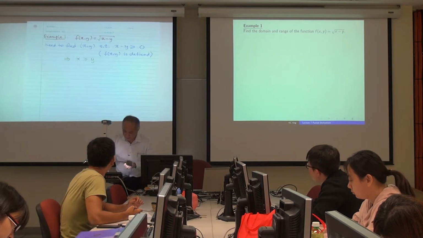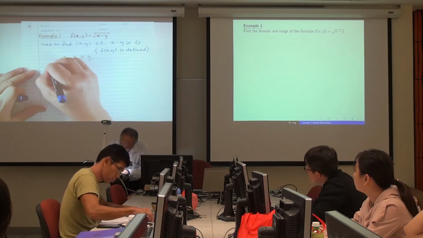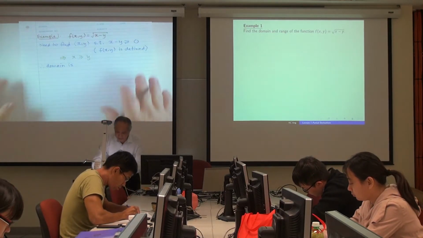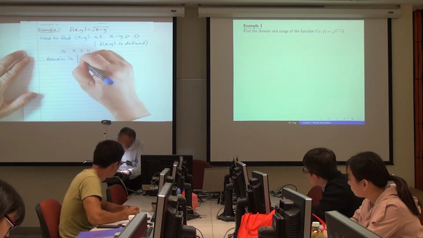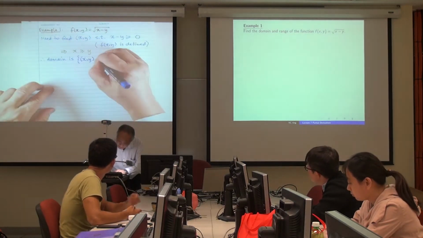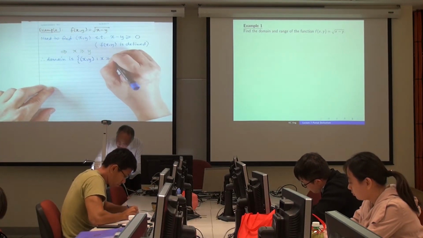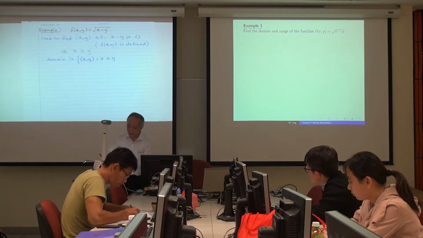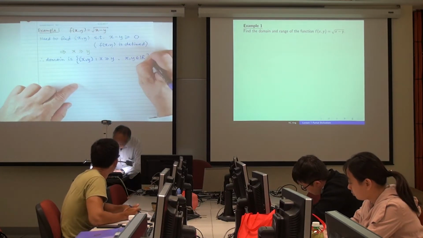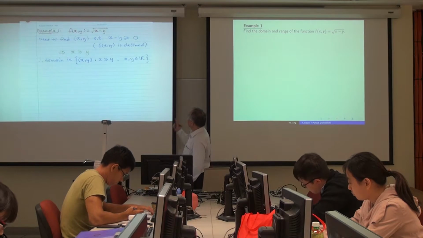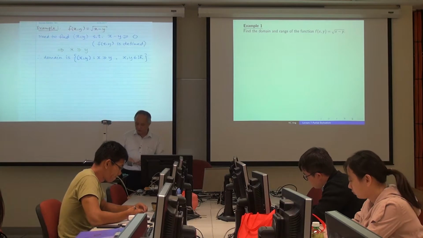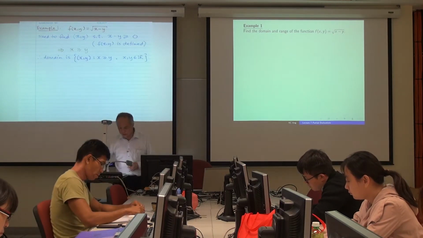But then we need to write it properly in terms of the domain. Therefore, the domain is, now it's a set, so let's write it as a set. It's the set of all ordered pairs (x,y) such that x is bigger than or equal to y, where x and y are both real numbers. This is how you write the domain. What about the range?